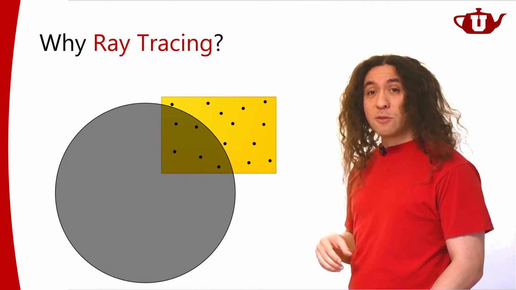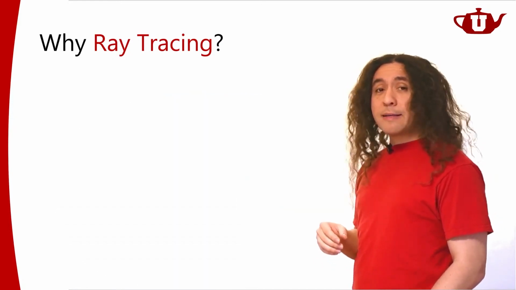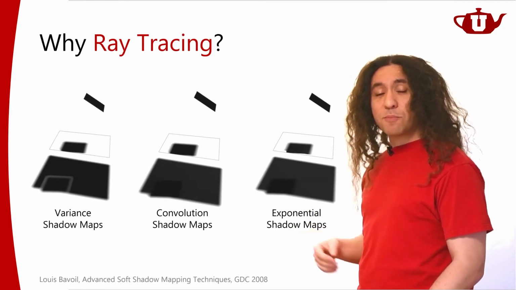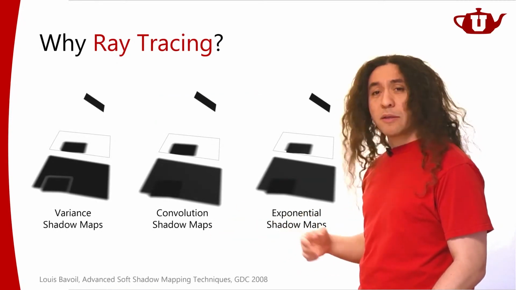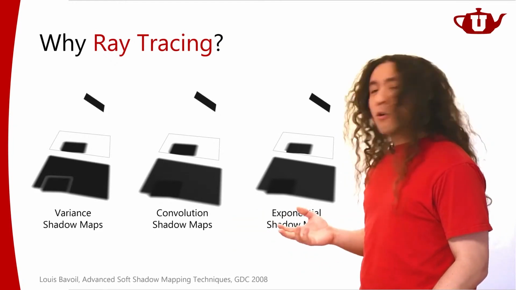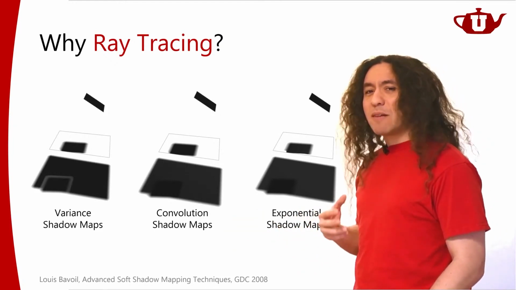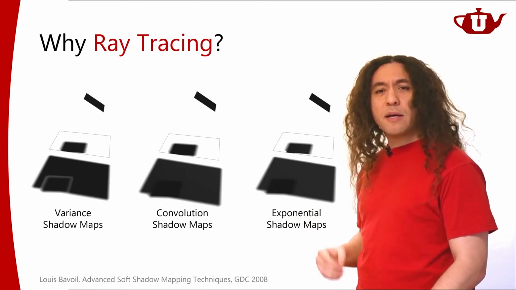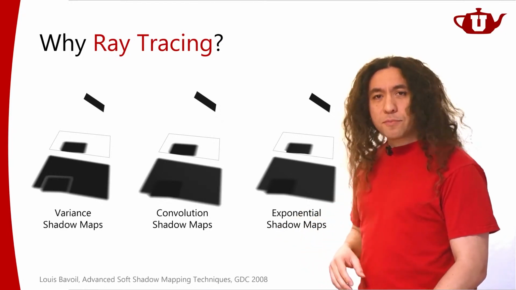I can sort of fake soft shadows with rasterization-based approaches. We talked about a couple of them. There are others, but they're not going to be perfect, right? They're sort of okay. They produce something that looks soft, but they always have one problem or another, right?